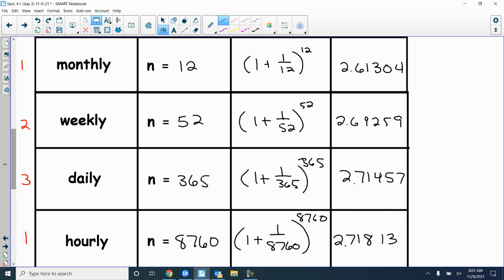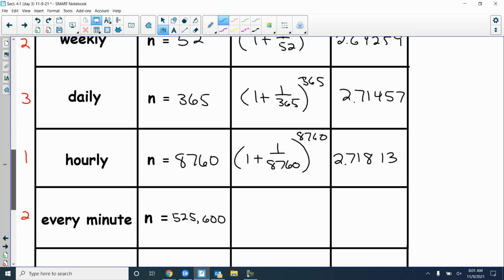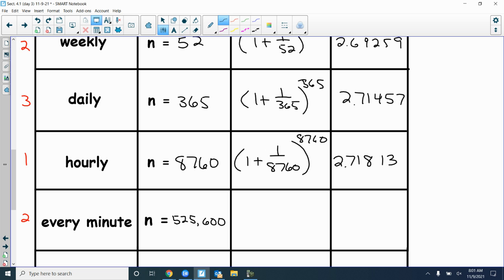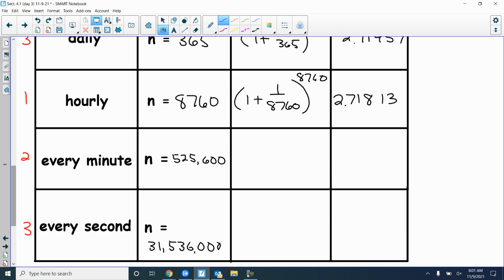Monthly was, if you talk about cents, 261. Weekly was 269. Daily it went up to 271, but now there is a slight increase. It would round to 272, but we still have 71. We went from 714 to 718. All right.